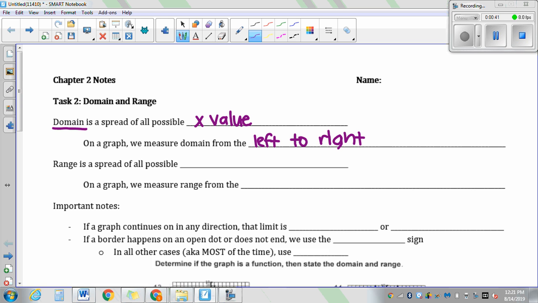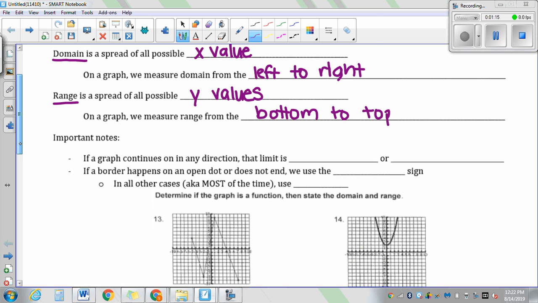The range then is going to be a spread of all of the possible y values. And on a graph, which again is usually how you're going to measure that, this one is a little bit tricky. We go from the bottom to the top. Everybody wants to say from the top to the bottom, but remember that the smaller numbers are on bottom and the bigger numbers are on top. So we're going from the bottom to the top. We're rising up.